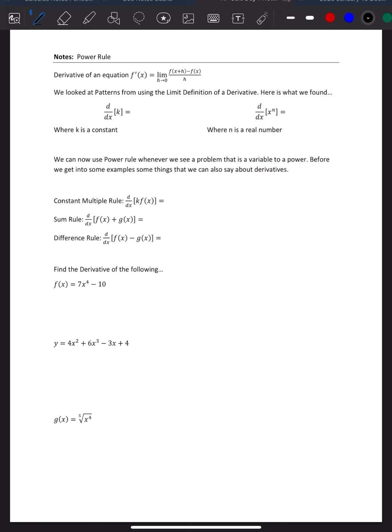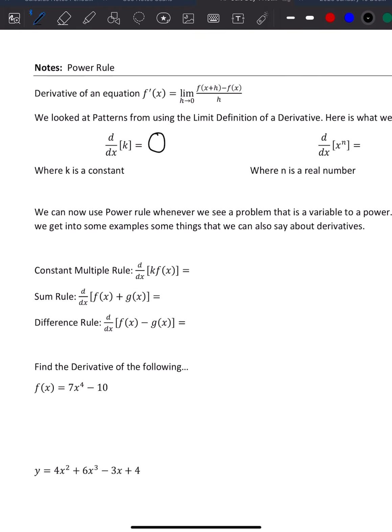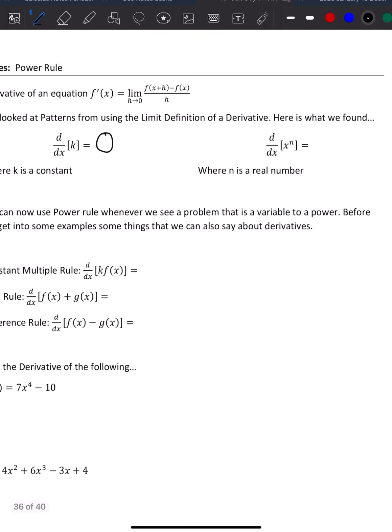So today we're going to be talking about power rule. We have the limit definition of a derivative. We did a bunch of stuff to see if we could find a pattern. On the one hand, when we had the derivative of a number by itself, we kept getting an answer of 0. So the derivative of any constant where it's just a number by itself is 0.